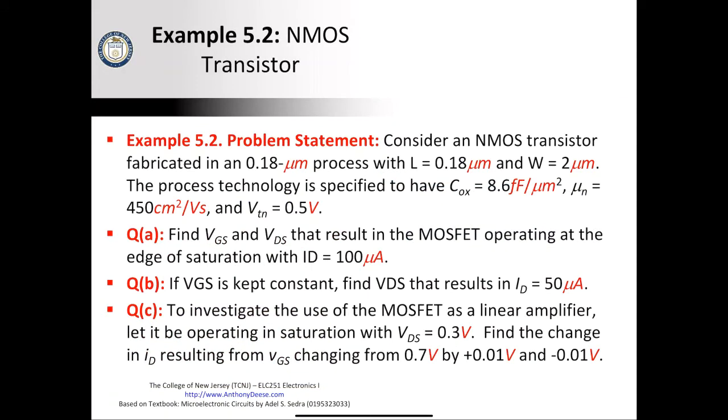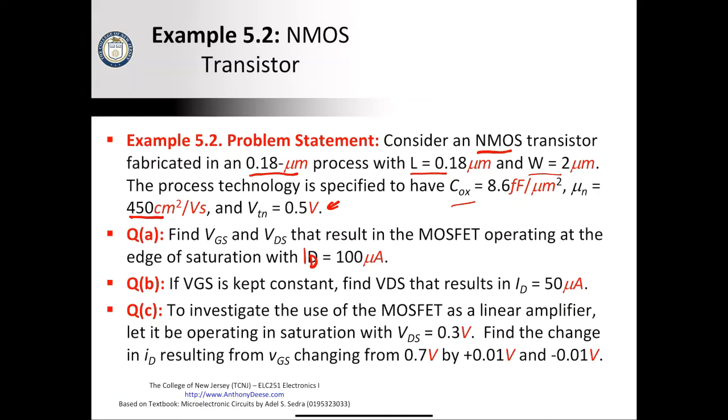This is example 5.2. We want to consider an NMOS transistor fabricated using a 0.18 micrometer process. The channel length is here, the channel width is here. The process technology is specified to have an oxide capacitance of 8.6 femtofarads per micrometer squared and a mobility of 450 centimeters squared per volt second. And then the threshold value is 0.5 volts. It asks us to find the value of VGS and VDS that result in the MOSFET operating at the edge of saturation with ID, that's the same as I sub D, equal to 100 microamps. And then we'll talk about the other two parts in a second.